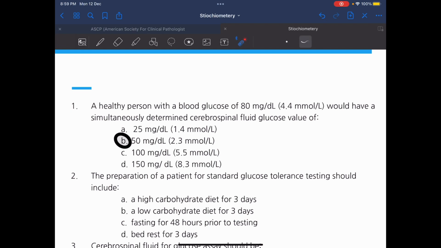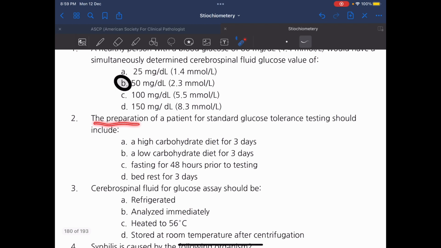Second question. The preparation of a patient for a standard glucose tolerance test should include a high carbohydrate diet for 3 days, a low carbohydrate diet for 3 days, fasting for 48 hours prior to testing, or bed rest for 3 days. For glucose tolerance test, the patient should have a high carbohydrate diet for 3 days. So A is the correct answer.